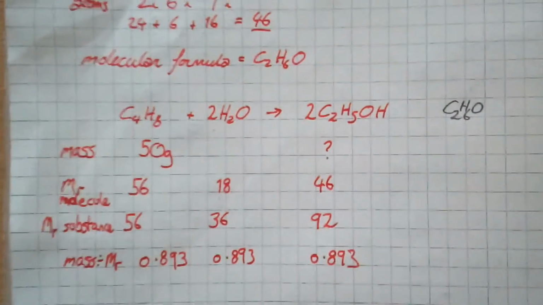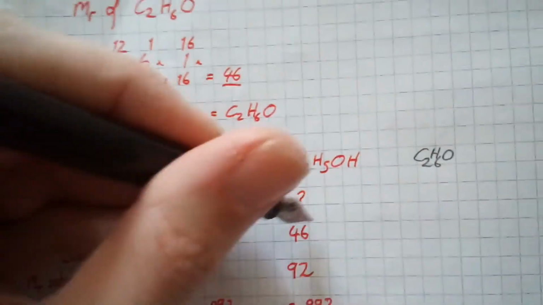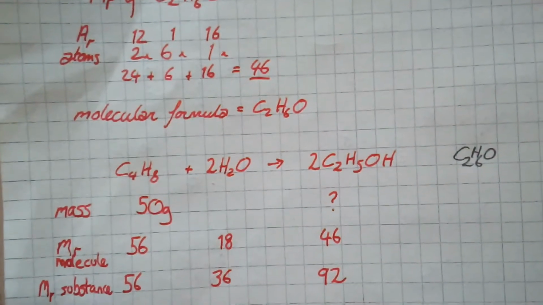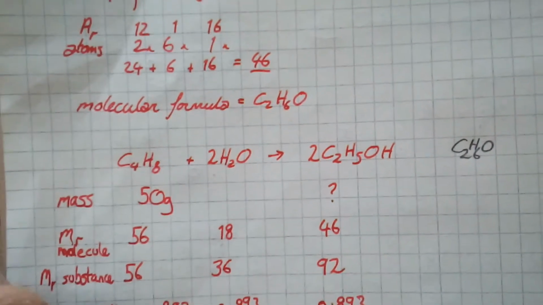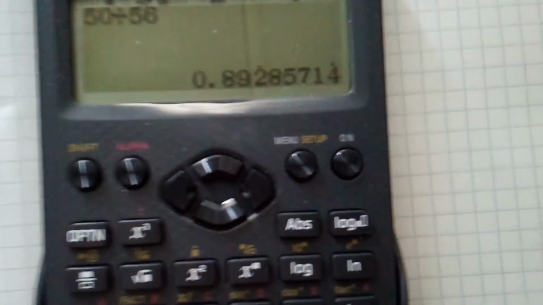Okay, so anyway, we've got this nice ratio, and we need to find out this missing number. So we are going to do the ratio times the MR. Okay, ratio times the MR. So back to our calculator. We've got our ratio still there.